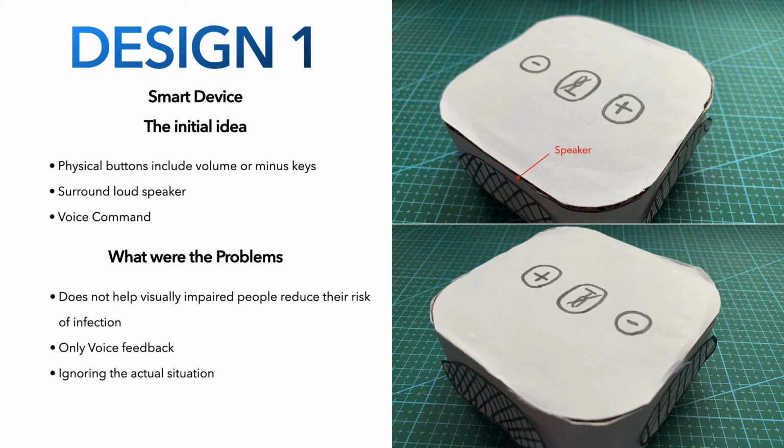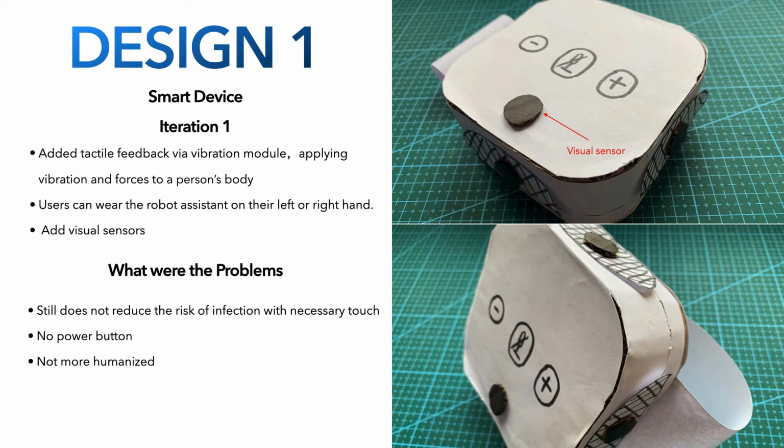In my initial design idea, I paid too much attention to voice commands and voice feedback, which made it look most like a smart sound device, but ignored the actual situation. It could not provide effective help for visually impaired people, and only voice feedback was available. For iteration 1, I added tactile feedback, where a vibration mode amplifies vibration and forces the person's body to provide audio and physical feedback to the user, who uses the feedback to understand the status of the robot.